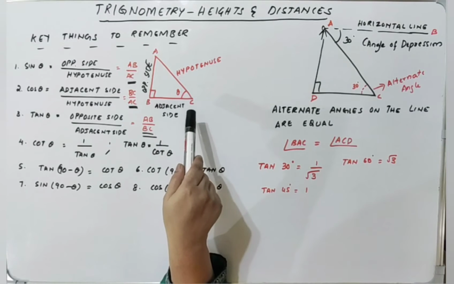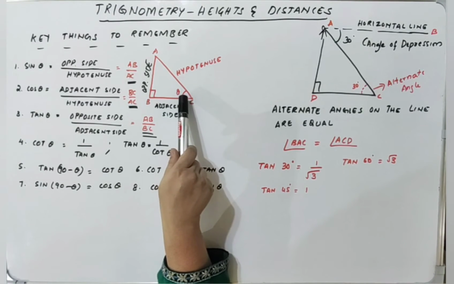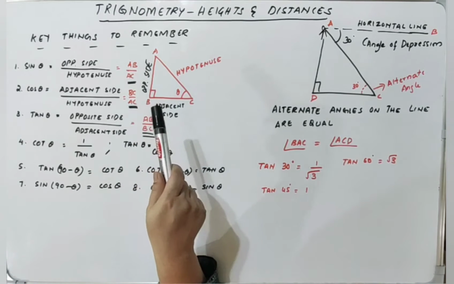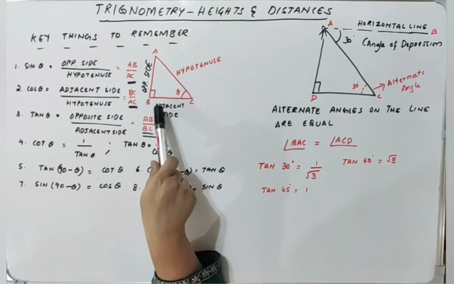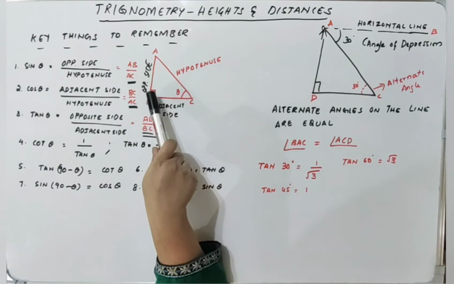ABC is a right angle triangle. This is angle theta. Opposite side to this angle theta is AB. Adjacent side to angle theta is BC. Hypotenuse is the side which is opposite to the right angle.